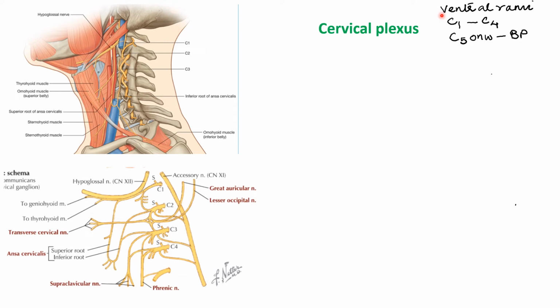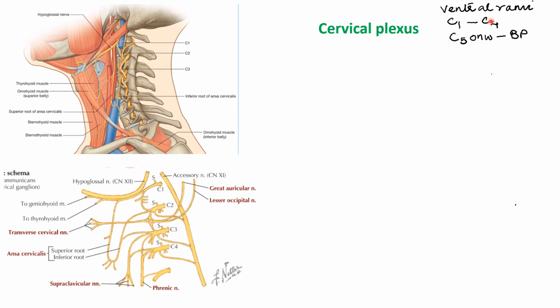You've seen the dorsal rami of C2, which formed the greater occipital nerve, which you saw in the scalp. Then you've also seen the lesser occipital nerve, which is from the dorsal rami of C3. The dorsal rami of C1 we will be seeing later when we talk about the suboccipital triangle. Presently, we will focus on the ventral rami.